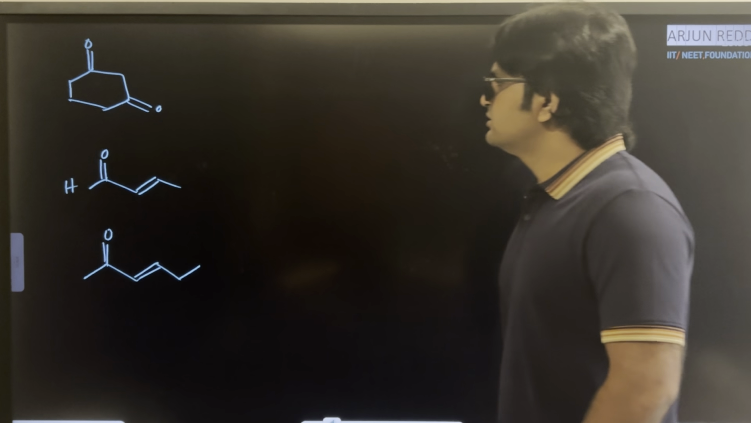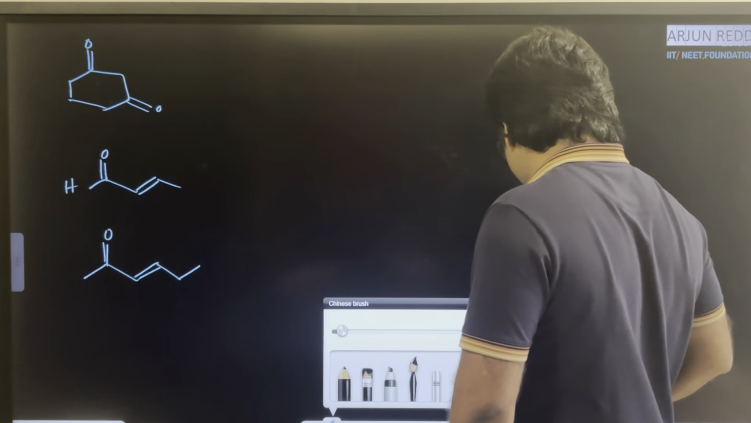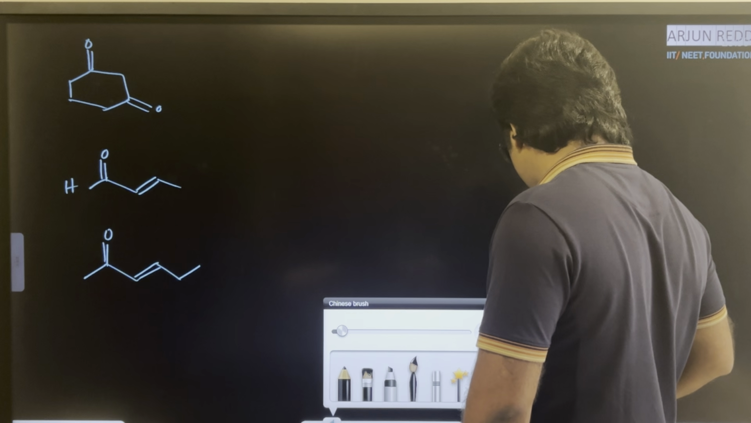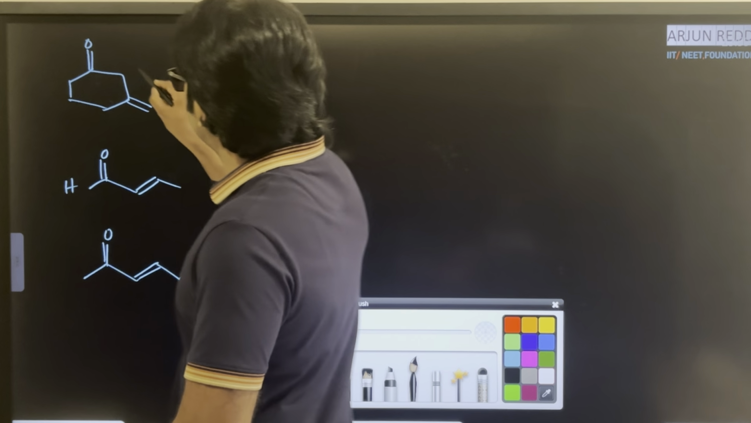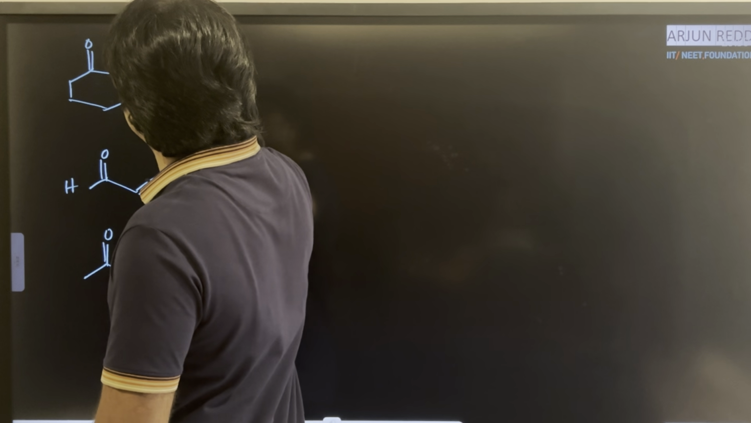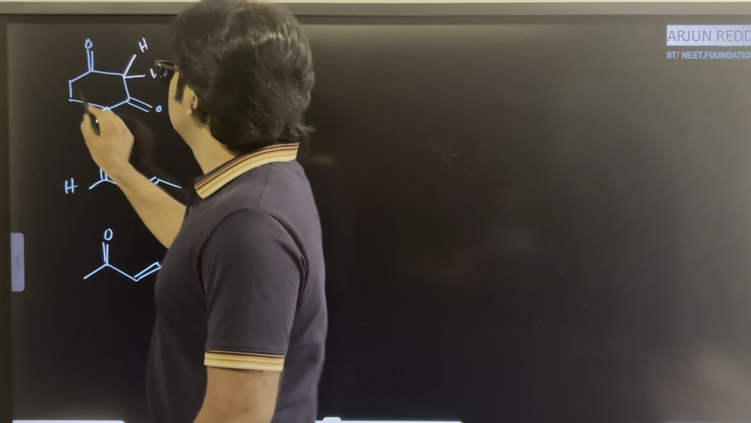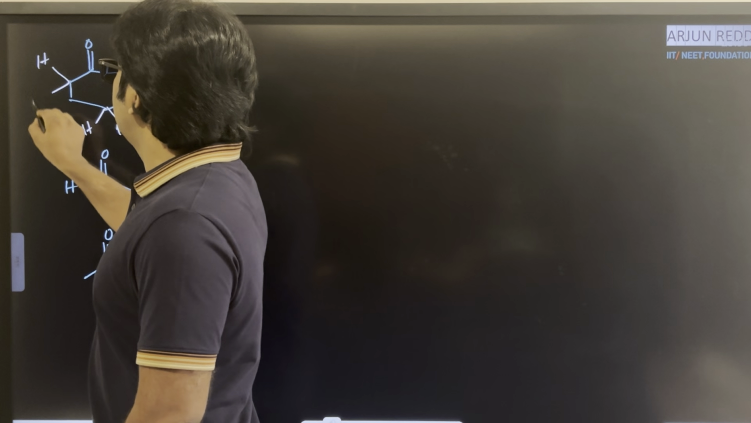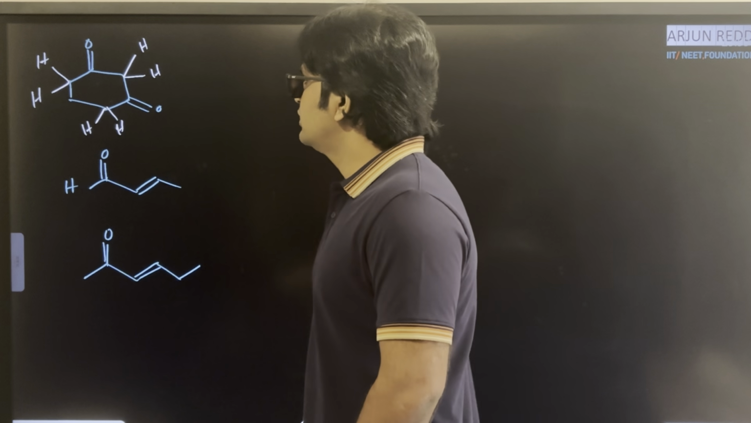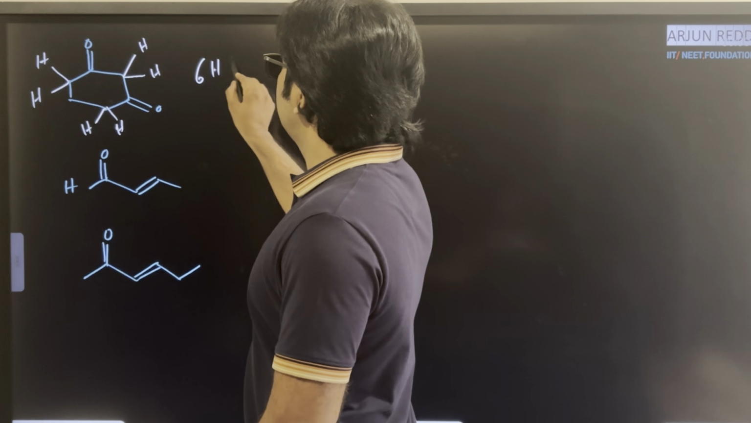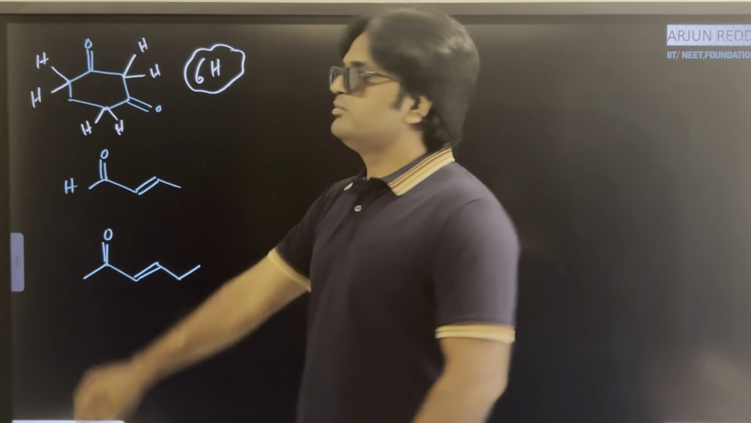First complete this question. Here how many alpha hydrogen atoms present? Number of acidic hydrogen atoms. Yes, between these two, hydrogen and hydrogen. Here hydrogen, hydrogen. Yes, next one hydrogen and hydrogen. Total how many hydrogen atoms? 6 hydrogen atoms are replaced by deuterium.